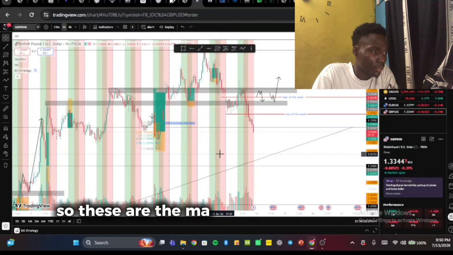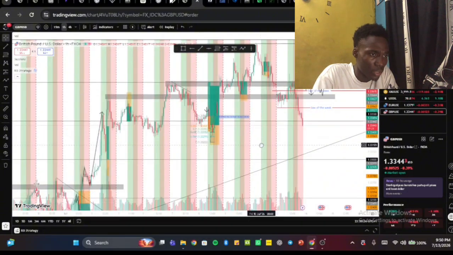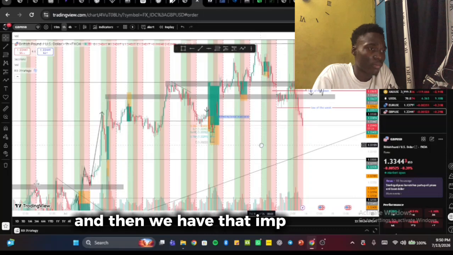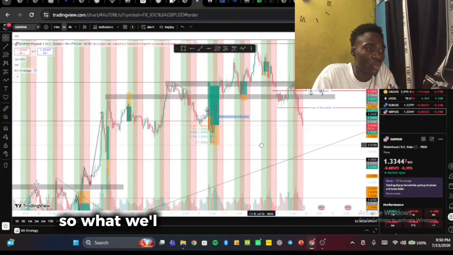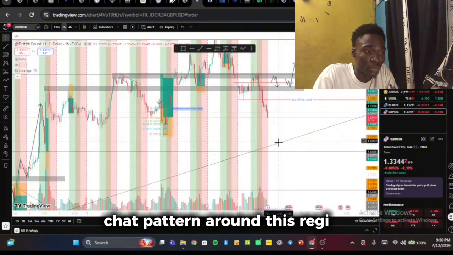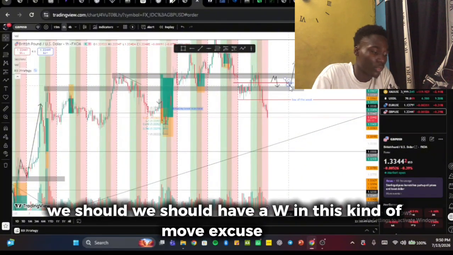So these are the major zones I'm looking at currently. We should just have price come to this trend line and then we have that impulsive move. So what we'll be looking out for is a bullish chart pattern around this region. We should have a W in this kind of move.